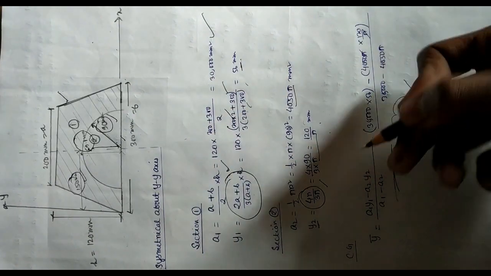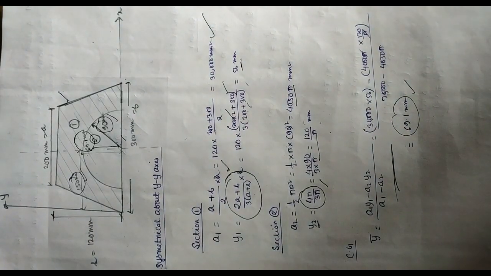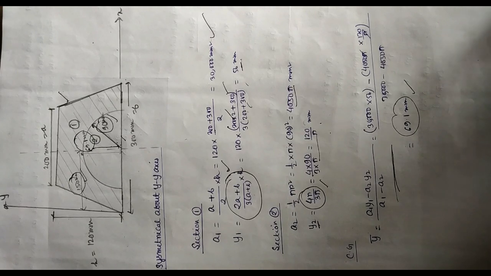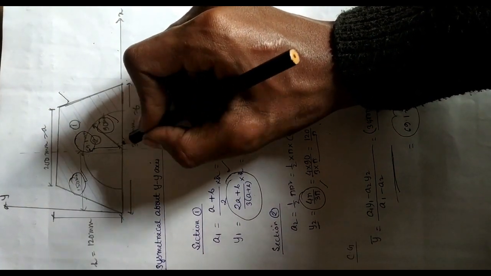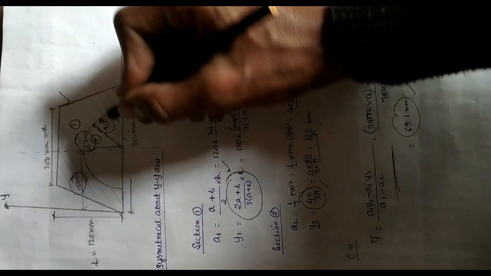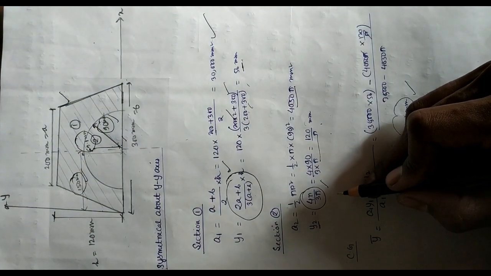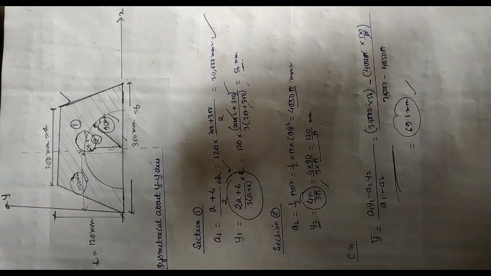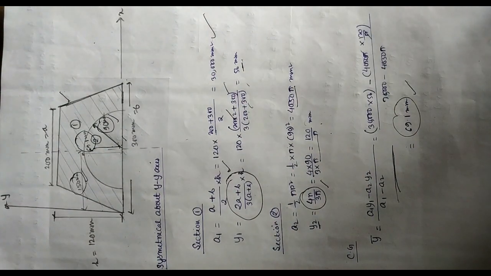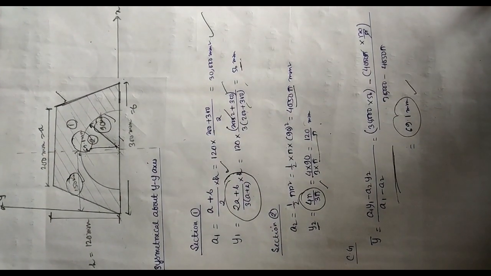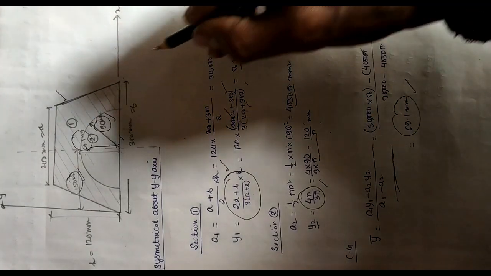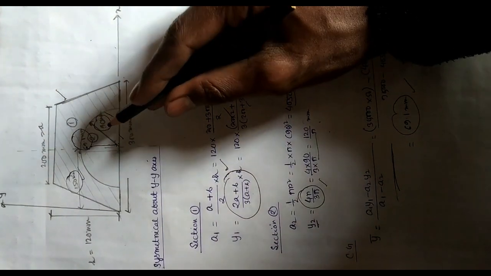For section 2, the area is very simple, that is half pi r square, and y2 means the center of gravity of a semicircular section, and the distance of its center of gravity, which might be somewhere here, from the x-axis. So I need to find this distance, and the general formula we use is 4r by 3 pi. Whenever you find a semicircular section, you can use this formula to find its center of gravity. Okay, this is the distance of the x-axis and the center of gravity of the semicircular section, this one.